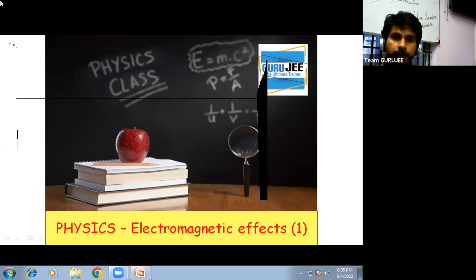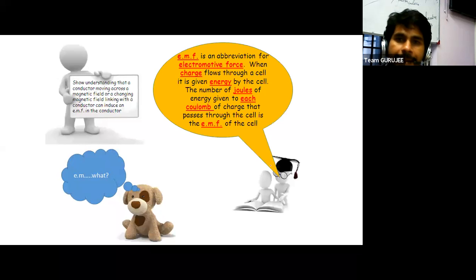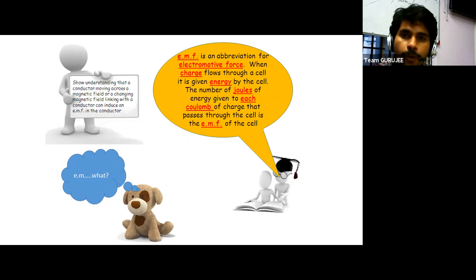So the first thing, this chapter, the first main idea about electromagnetic induction. In this chapter, first we have to know a term, that is EMF. What is that? EMF is nothing but electromotive force. So electromotive force is that, for example, we just take a conductor.